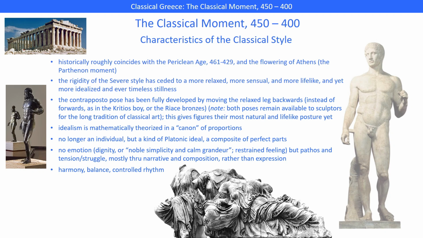Idealism is rendered more concrete, as it is mathematically theorized in a canon of proportions. Any individuality of the figures cedes to a kind of Platonic ideal, a composite of perfect parts. Facial expressions betray no emotion, and the figures have a restrained feeling throughout. Instead, they are characterized by an immutable dignity that Winckelmann famously described as noble simplicity and calm grandeur. Even so, pathos and tension or struggle are conveyed, mostly through narrative and composition, as we've seen before. Finally, keywords that describe the classical aesthetic, the goal of which is a kind of perfect beauty, include harmony, balance, and controlled rhythm.